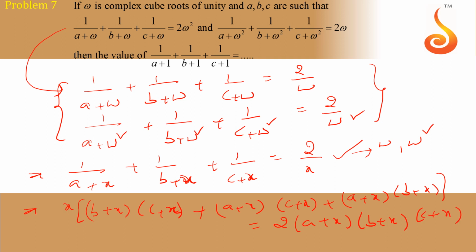Observe carefully, this is a cubic equation. It is a cubic equation. On the right side you are going to get the x square coefficient as, if you expand it, x plus a into x plus b into x plus c can be written as x cube plus a plus b plus c into x square. So 2 times, what do you get? 2 times a plus b plus c into x square.